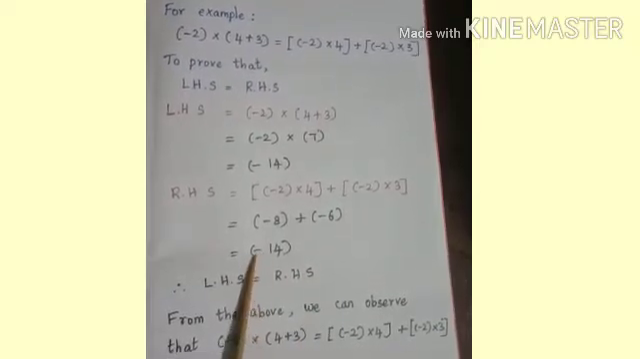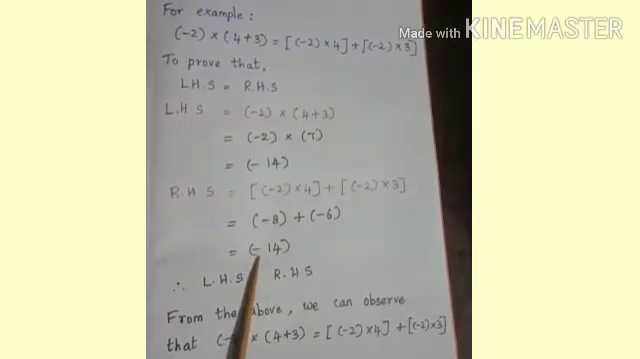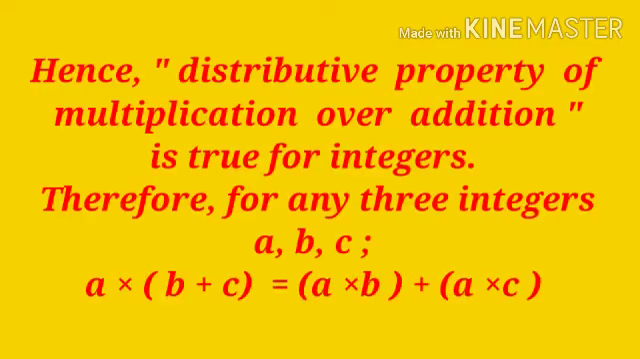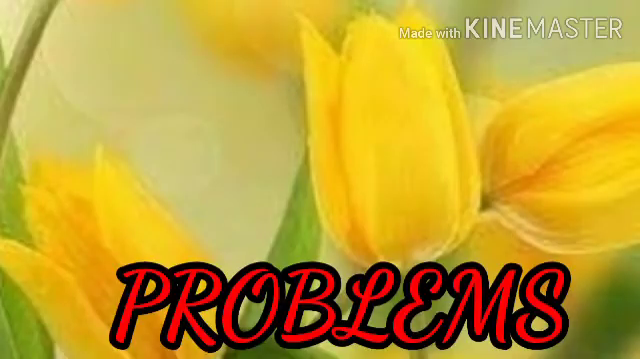Here, left hand side is equal to right hand side. From the above, we can observe that left hand side is equal to right hand side. Hence, distributive property of multiplication over addition is true for integers. Therefore, for any three integers a, b and c, a into b plus c is equal to a into b plus a into c. Students, let us see some important problems.